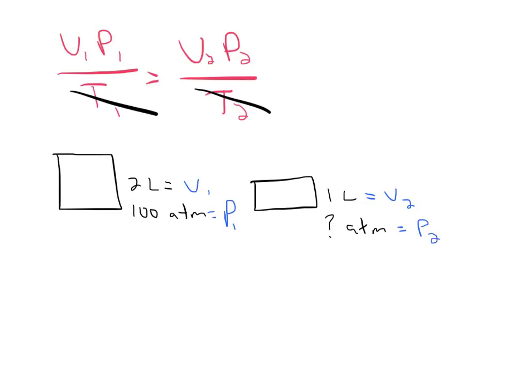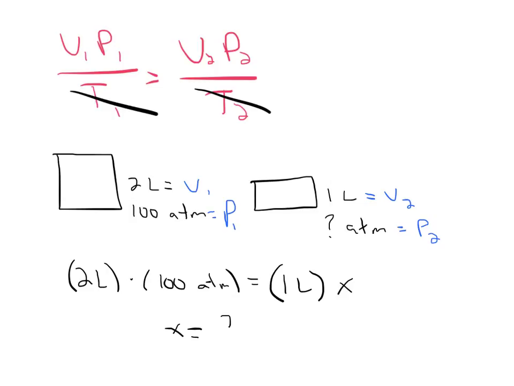What's the pressure of the gas if the volume goes from 2 liters to 1 liter? So we're decreasing the volume. So we can now plug into Boyle's Law. So we can say 2 liters times 100 atmospheres equals 1 liter times X. And we solve this for X, and we end up with 2 over 100 ATM.